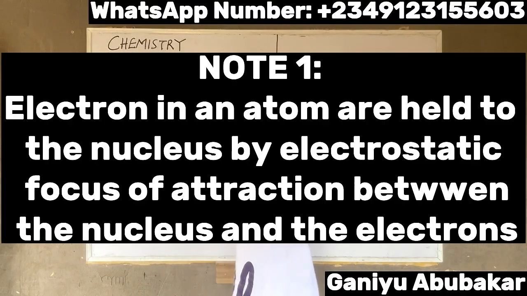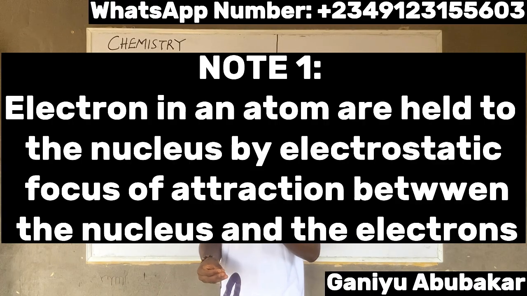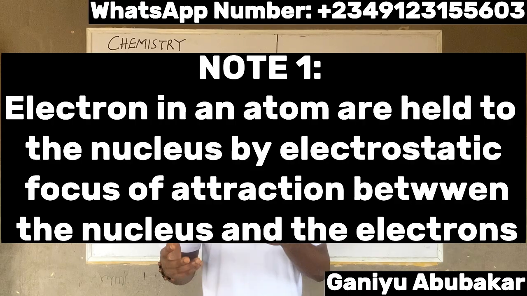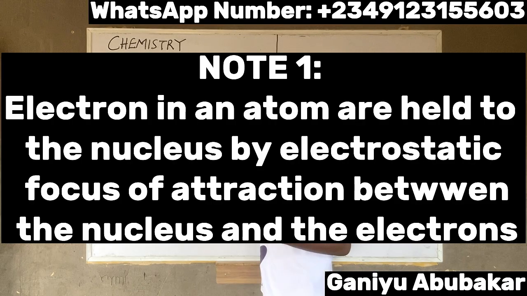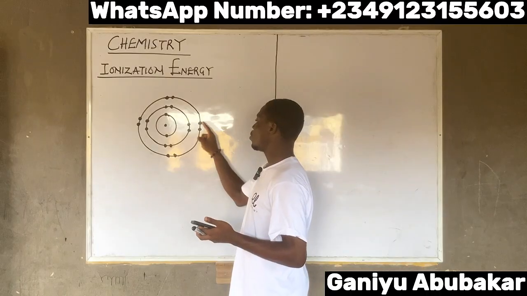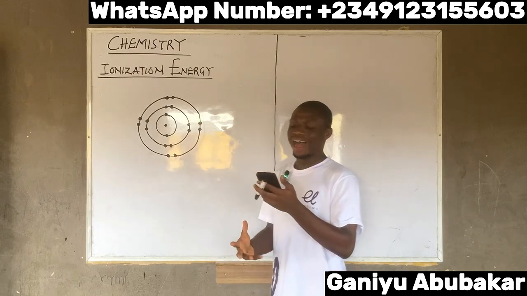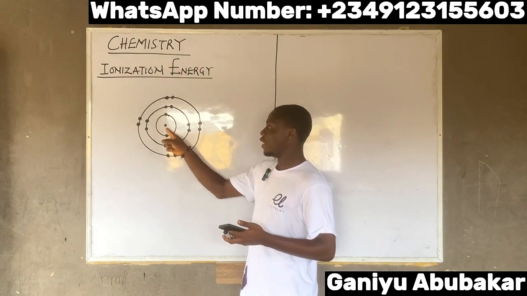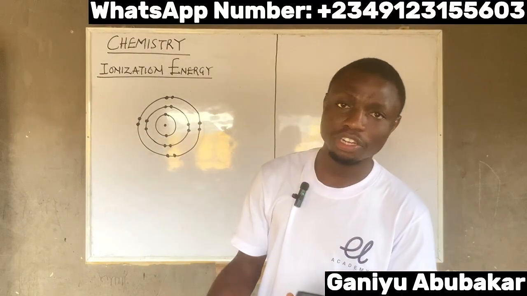Note: electrons in an atom are held together. Electrons in an atom are held to the nucleus by electrostatic force of attraction between the nucleus and the electron. All right, let me explain what I've just said. These are called electrons, while this one here is called the nucleus, right? So we're saying that the electrons of an atom are held to this nucleus by electrostatic force of attraction, right?